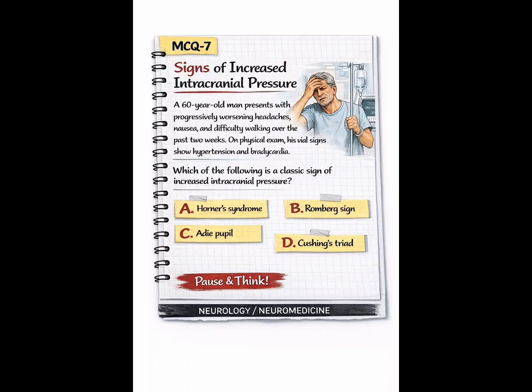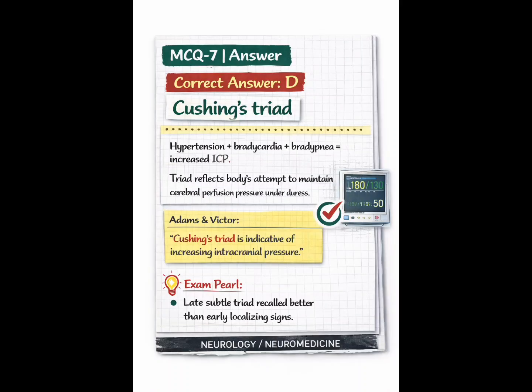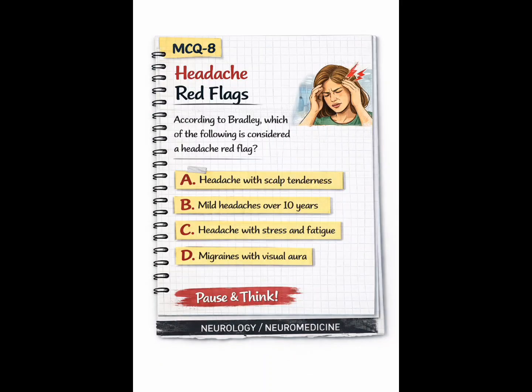MCQ number 7. A 30-year-old gentleman presenting with progressive headache with vomiting, hypertension and bradycardia. What classic sign is this? The answer to this question is option D, which is Cushing's triad, which is a marker of raised intracranial pressure and impending herniation. Let us move to the next question.